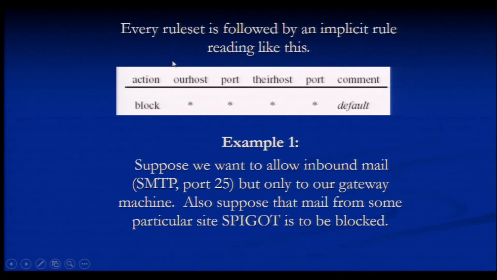The rule set is very simple. We talk about an action, our host, port, their host, port, comment. By default, the action is block. You please tell which are the hosts in our institution, which are the ports, where is the receiving end, where is the receiving port, and then whether it is default or by choice. The action is blocking. Now, this is a very good idea, a very simple idea. If you know your host, your port, and you are sending to some other host, some other port, we know what action is to be taken.